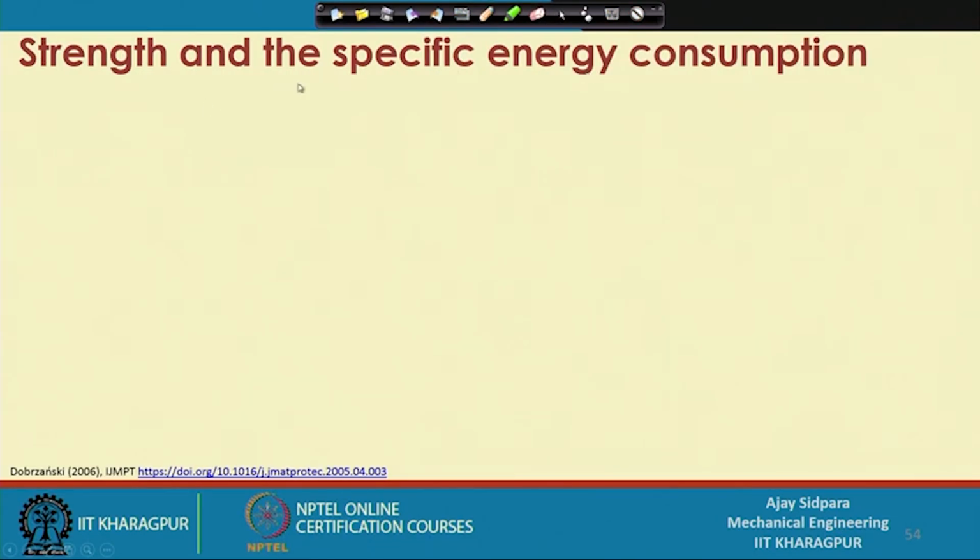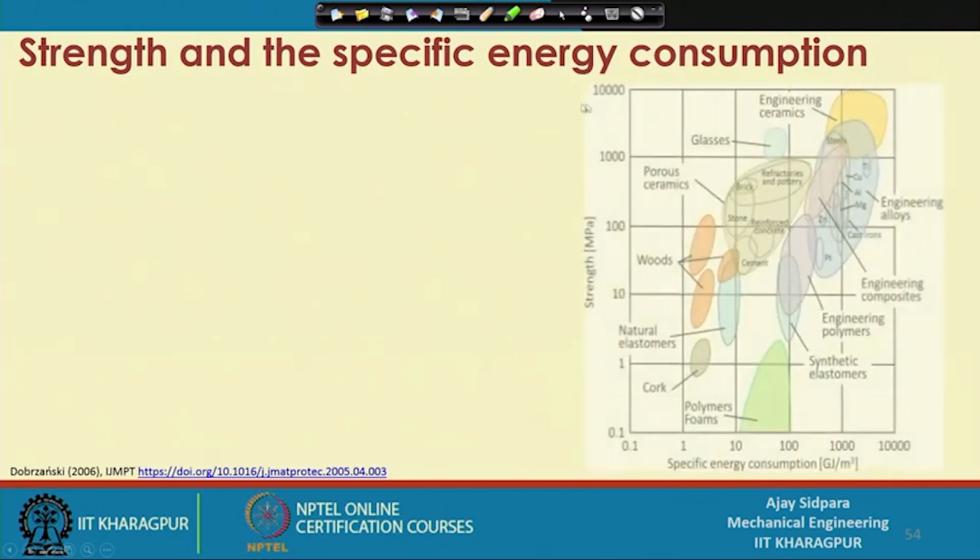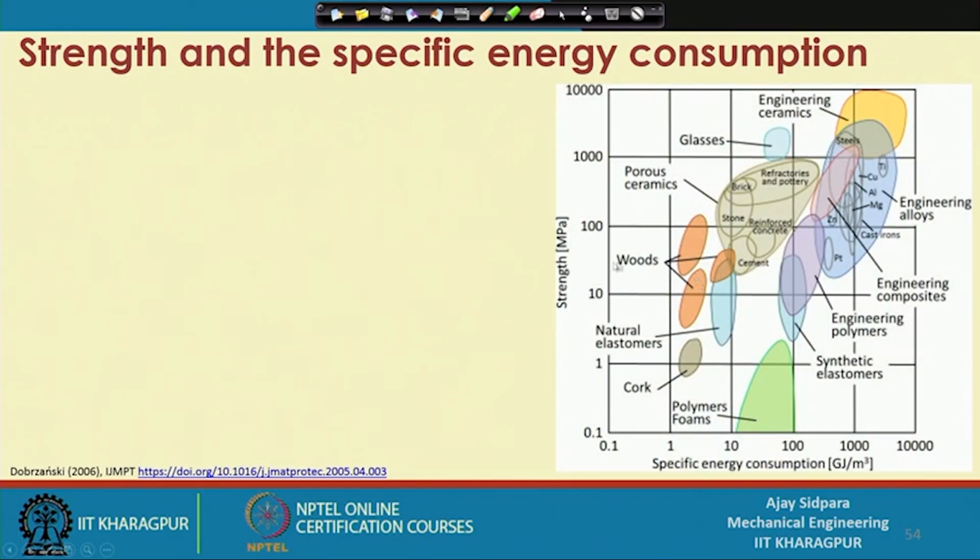Another thing is strength and the specific energy consumption. This is one more graph. Here different materials are given, and the y axis is the strength. This strength is increasing, and this is the specific energy consumption. So, what is the specific energy consumption? If you see these materials, they are not readily available; that means wherever you are getting them, you have to process these components.